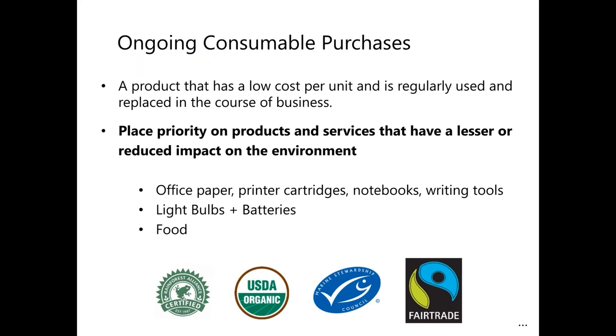Your ongoing consumable purchases. So here's a definition of your ongoing consumable. It's a product that has a low cost per unit that's used regularly at the building. So this is just your day-to-day ongoing item that you're going to be using for the property. And you can put priority on products and services that have less or reduced environmental impact. That's really the key factor. That's the whole point of creating this purchasing plan or any type of management plan when it comes to products. How can you reduce environmental impact of those products?